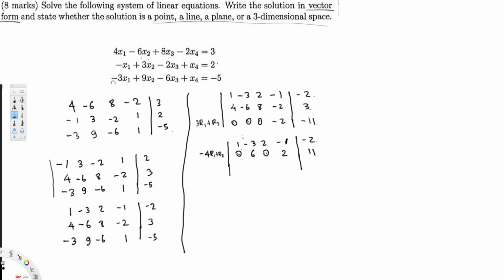Then the third one, I can also simplify this. I want the 1 here because we are doing the Gauss Jordan, so I have to bring it to 1. Therefore I have to divide this one by negative 2. So if I divide this one by negative 2, I will get 0, 0, 0, 1, and I have to do this to the other side too, so it's going to be 11 over 2.